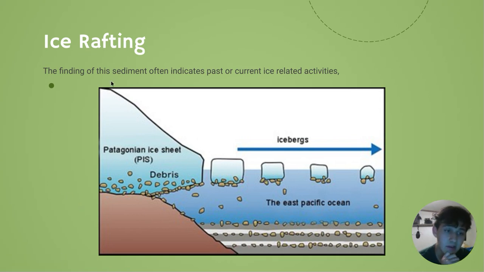So we got some more info on ice rafting here. As you can see, this is going to be the ice picking up debris from the floor, and it's going to chunk off and bring it into the ocean on little waves and drop it back off.